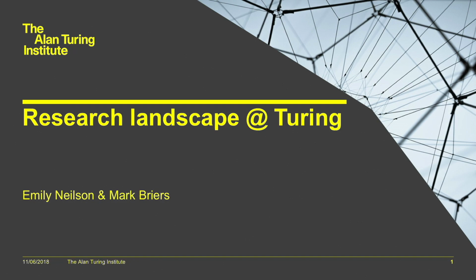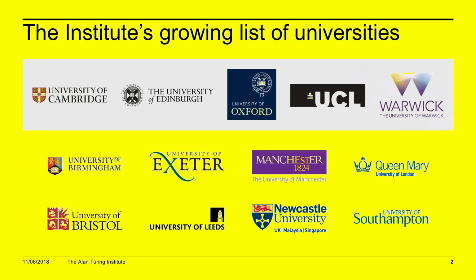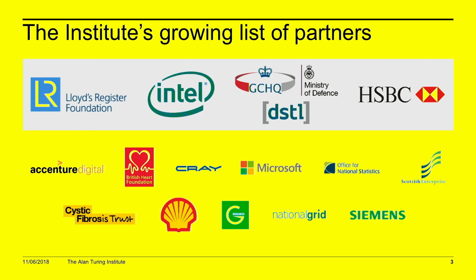Yes, so as Christine mentioned, we've got a growing list of universities at the Turing, and with them they bring a growing number of researchers with various research interests and scientific expertise. We've also got a growing list of partners, and each of those partners have got their own sets of problems within data science and artificial intelligence. So our role as an institute is really to facilitate collaborations between those people and those partners and make sure we're really maximising impact in our challenge areas. You can read more about our challenge areas on the website.